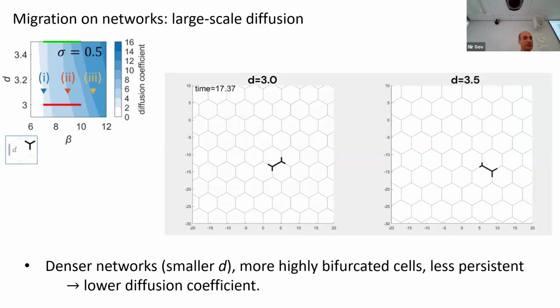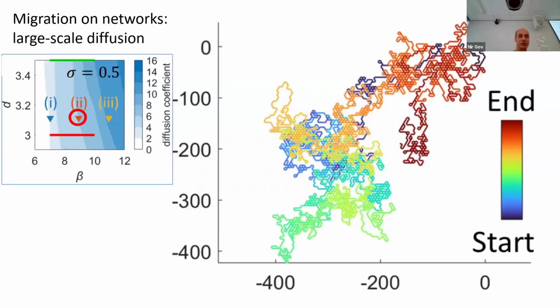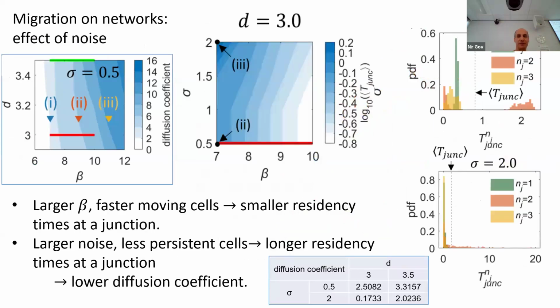It's not a big difference in the size of this hexagonal network, but it already forces this one to have, on average, more branches and therefore be less persistent. Okay, so that's already something that the model is telling you. And again, is that what happens in experiments? I don't know, because they have not done large-scale diffusion experiments on these networks. So all I can compare with, that's an example of such a trajectory.